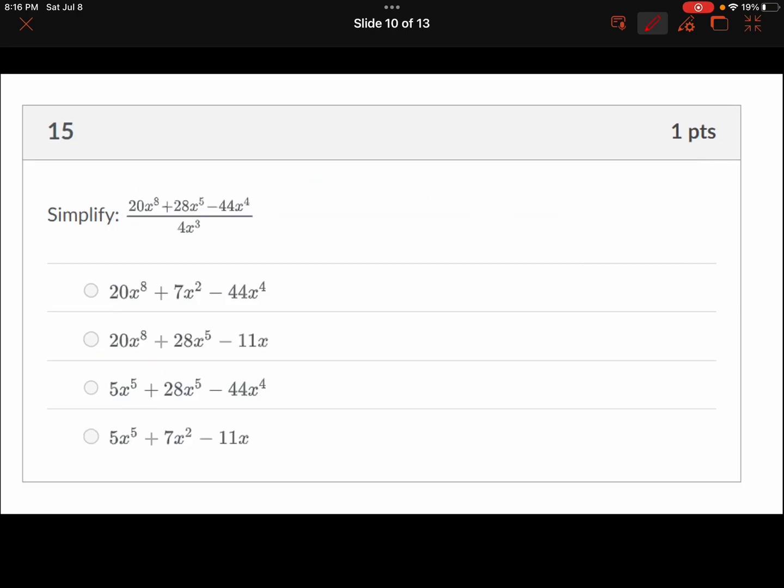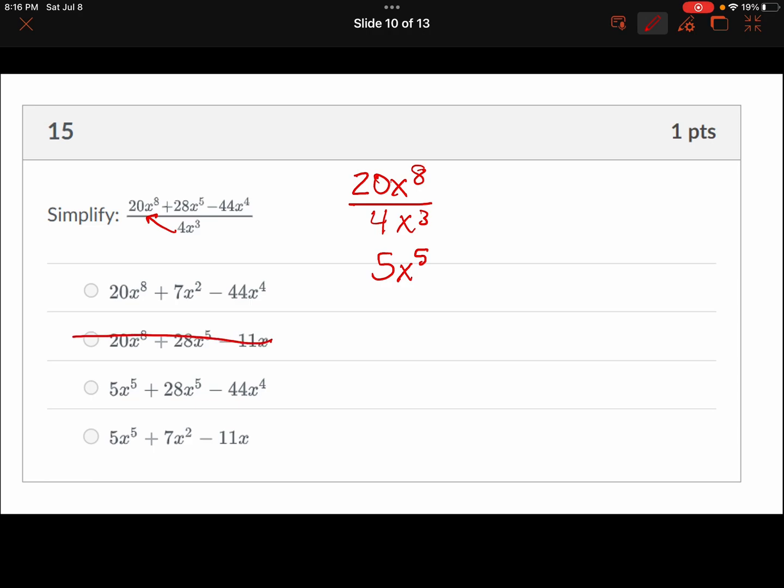15 is a division one of this sort. So we're going to be looking here at this one, and we're going to have 4x to the third into 20x to the 8th. So just do these as individual problems and see what value you get. 20 divided by 4 is 5. X to the 8th over x to the third is x to the 5th. So I'm looking for 5x to the 5th.